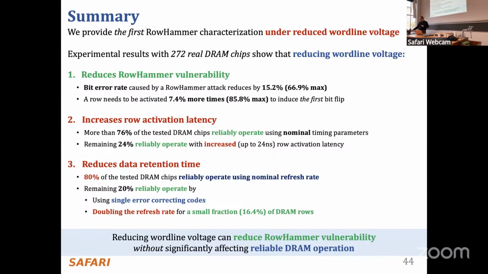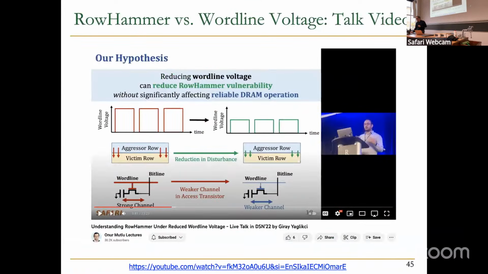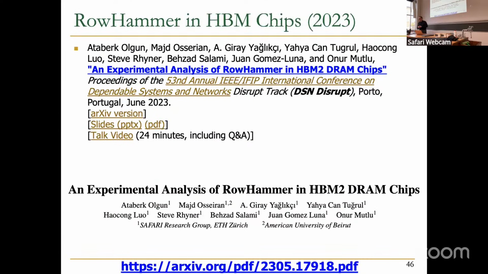So in the end, I think this is a very good study, but it's very hard to apply. And this is a study that needs to be done. This is science, right? We really need to understand what's going on. And the conclusion of this study is it's possible to have a less RowHammer vulnerable system with reduced word line voltage, but it comes with a lot of costs. You need to take into account all of the other effects. Make sense? Okay.